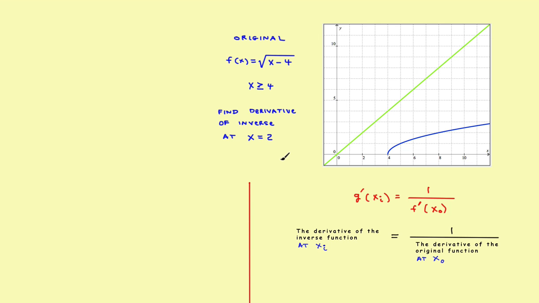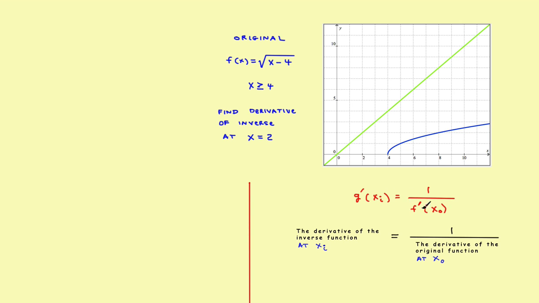Okay, this is going to be the second video on, given an original function, how do you find the derivative of its inverse at some value of x? If you haven't done it yet, I would watch the first video, because when you look in your book, you'll see this rule. And in the first video, we developed this rule and talked about where it came from.